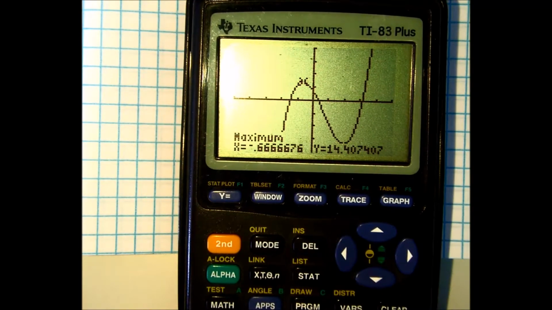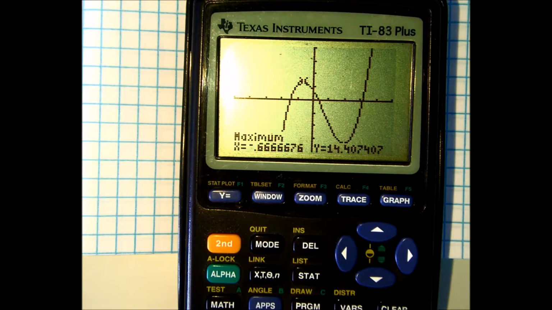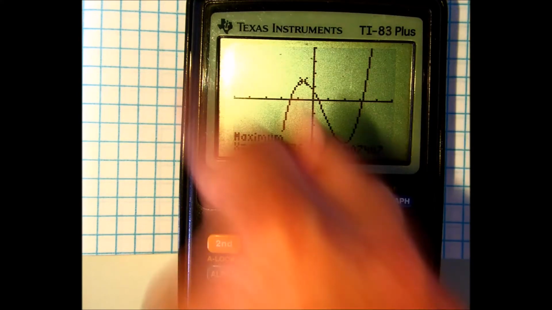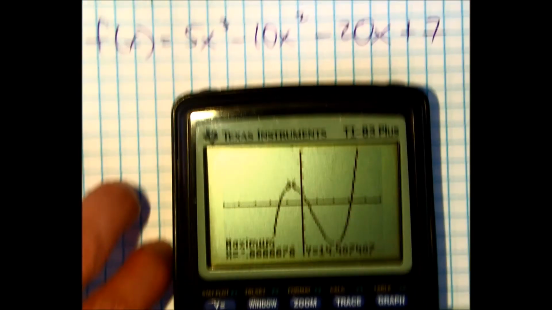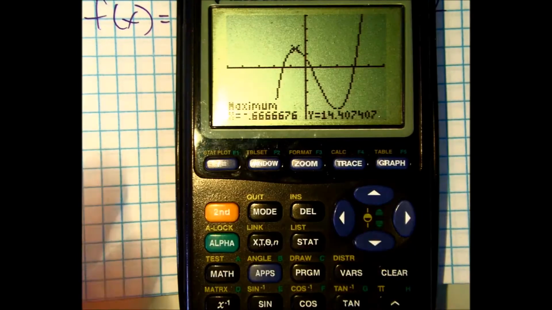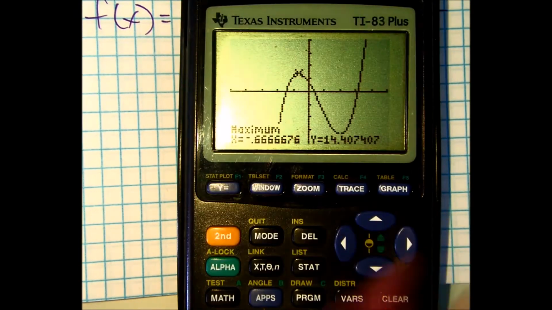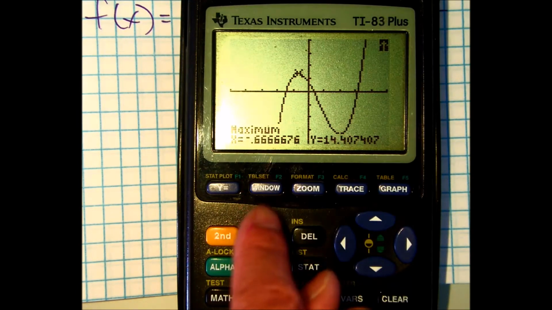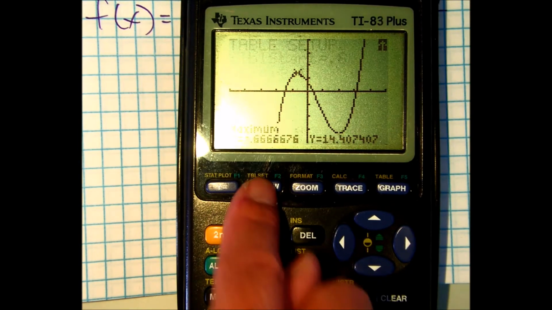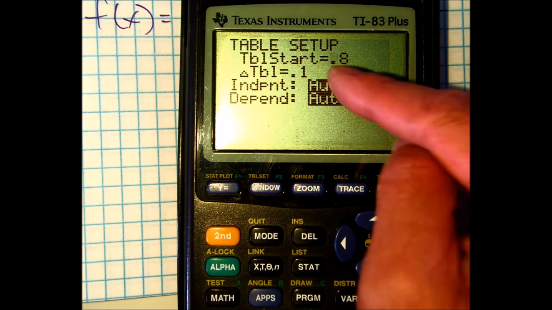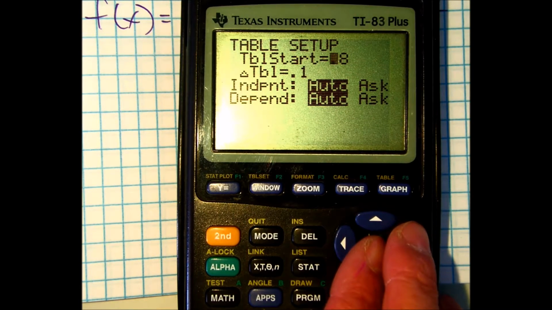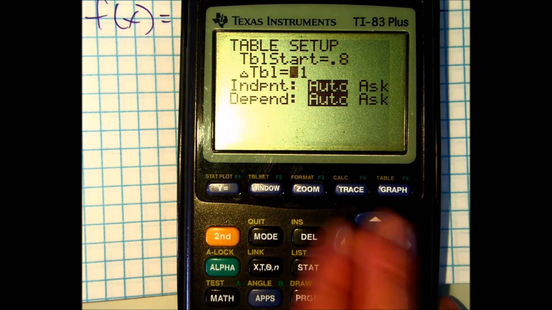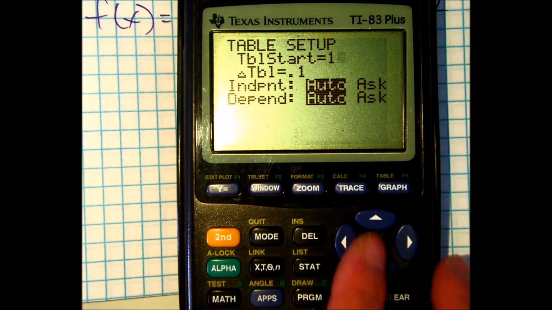One last thing I want to show you. We've been learning about mathematical modeling, and we have a graphical representation, the algebraic equation, and then you can also use a table of values. So let me show you how to use a table of values. Let's change our table set. Second window. Make sure they are on auto. You can change this to maybe like 1 and 1.